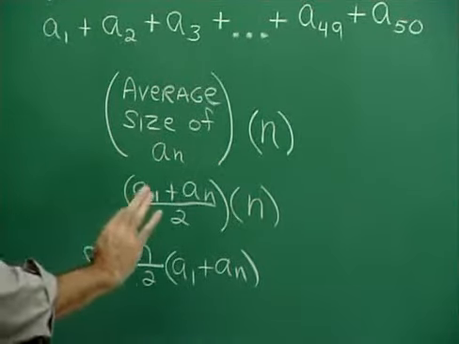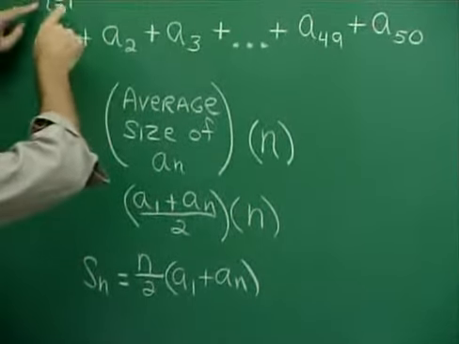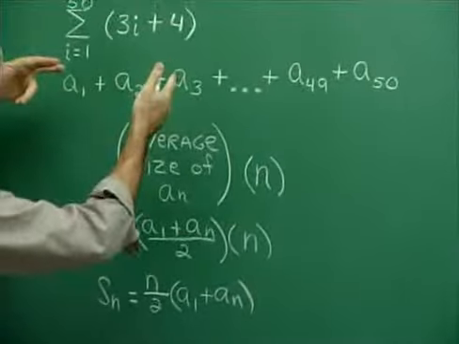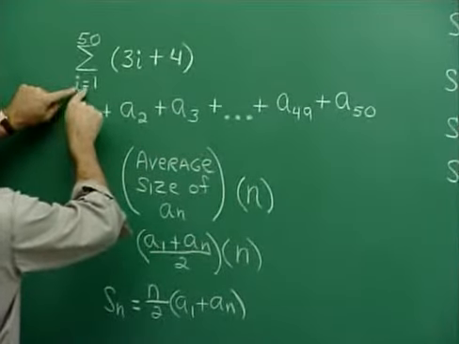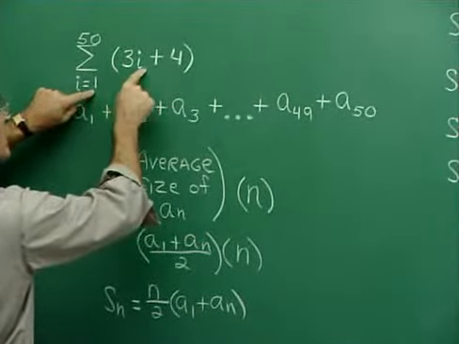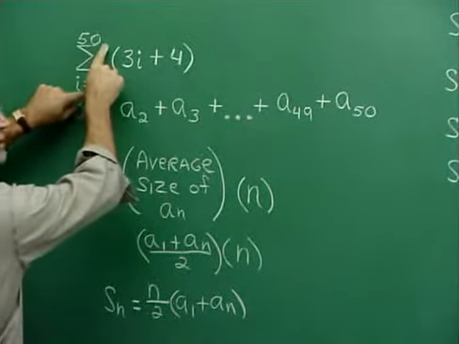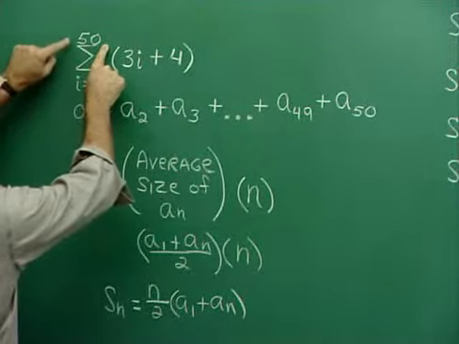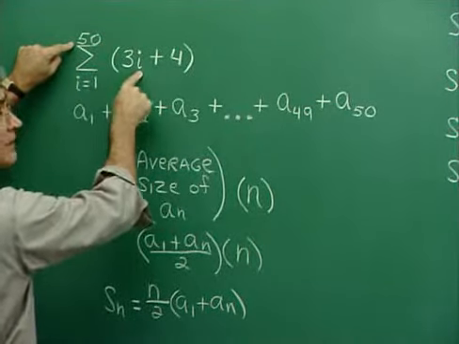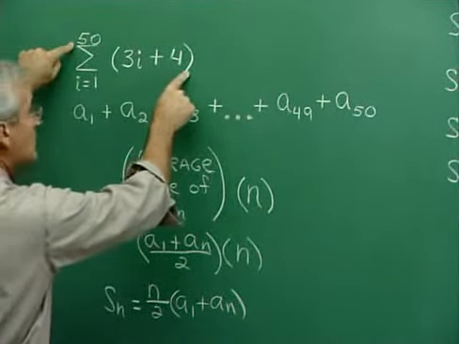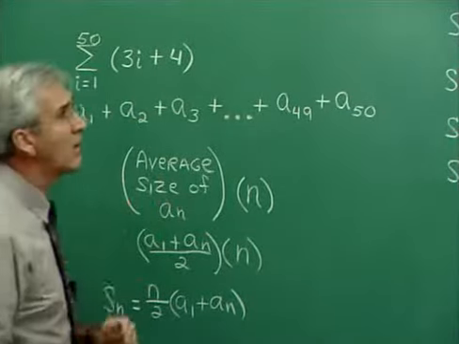Now we need A sub 1 and A sub n, so let's calculate that now. A sub 1, the first item in the sequence, would be, let's see, when I is 1, we have 3 times 1, 3, plus 4, that's 7. So A sub 1 is 7. A sub 50, the last item, you see, is, let's see, 3 times 50, 150, plus 4, 154. So 7 and 154. Let's come over here and use the formula.